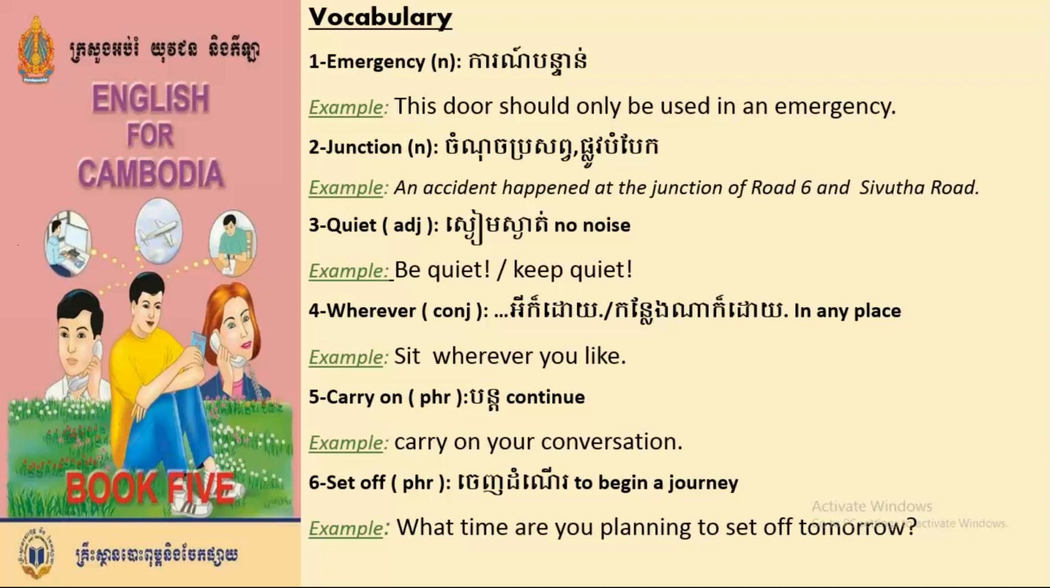So you got 6 new words. Let's try to read by yourself, right? I will read for you one more time. Number 1, emergency. Number 2, junction. Number 3, quiet. 4, wherever. 5, carry on. 6, set off. Okay, let's try to read yourself. Don't forget to copy into your book, right? Have you got books? I give you 3 minutes to copy the new words here. Okay, let's copy everyone.